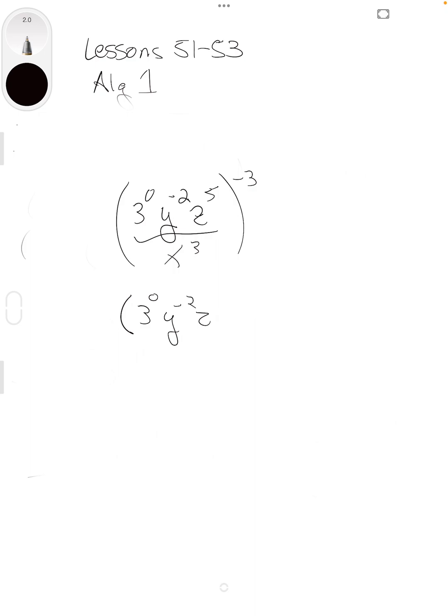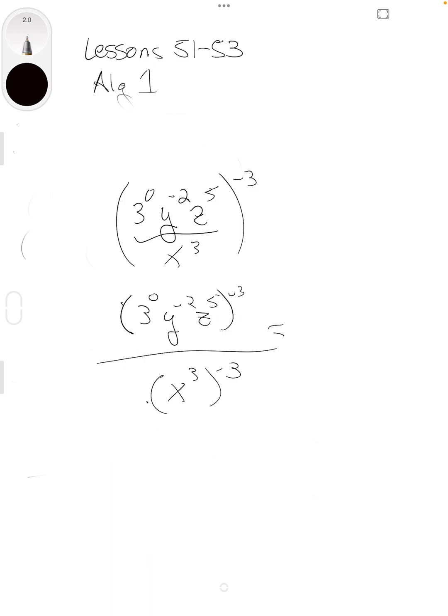Practice problem might be something like 3 to the 0th, y to the negative 2, z to the 5th over x to the 3rd, and all of that to the negative 3. So how would you do that? Well, first of all, you think of it this way: 3 to the 0th, y to the negative 2, z to the 5th, to the negative 3rd, over x to the 3 to the negative 3rd. So the first thing is, when you have a fraction and the whole thing is to some exponent, it's just the top to that exponent and the bottom to that exponent. So you can kind of separate it. It makes it a little bit easier.